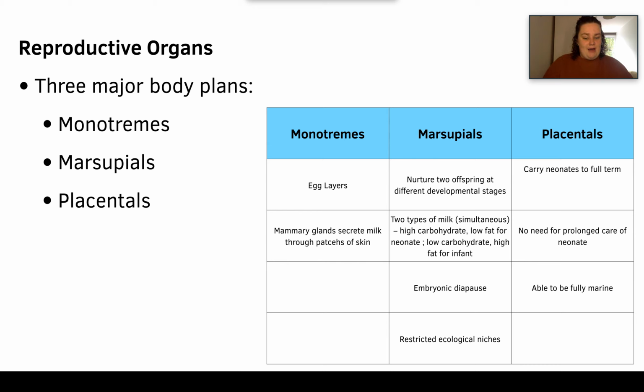Marsupials, they have the pouches that we all know today in kangaroos, and they can nurture 2 different offspring at different developmental stages. So they could have 1 neonate and 1 juvenile. And placentals, which is what humans are, we carry neonates to full term, and then after these neonates are born, we don't really need to care for them. As well as this, placentals are able to become fully marine because of the way that we give birth.